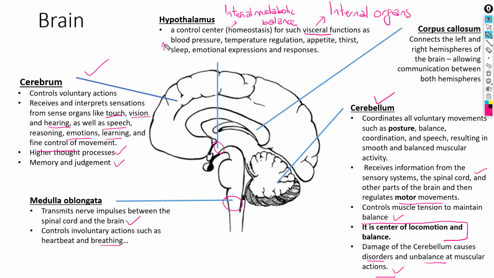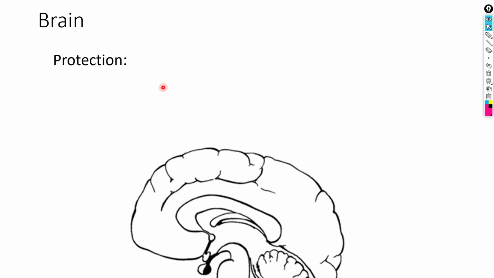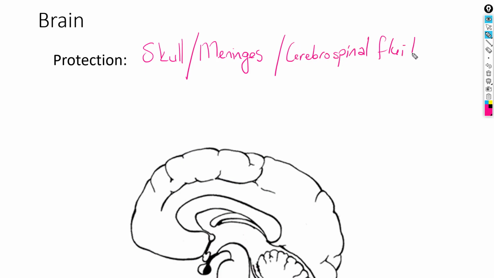There are three measures that are protecting the brain. Number one is a bony structure that we know as the skull. Number two, there is a three-layered membrane called meninges. And lastly, we have cerebrospinal fluid that protects the brain from trauma. It will act as a shock absorber for the brain.